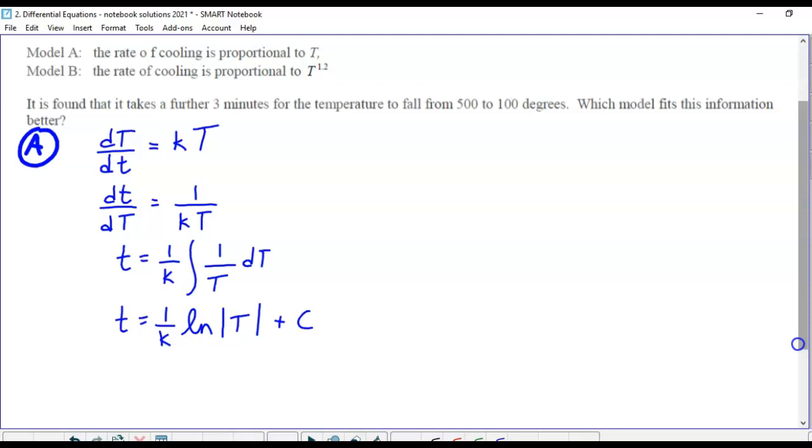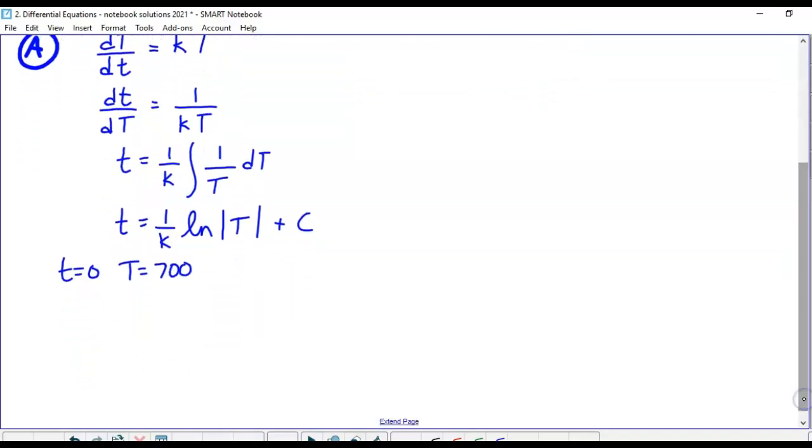We need to solve for C using our initial value. So at time 0, the temperature is 700. You may need to use some extra paper because this takes up a lot of paper in this one. So 0 equals 1 over k ln of 700 plus C. So C equals negative 1 over k ln of 700. All right, put that back in.